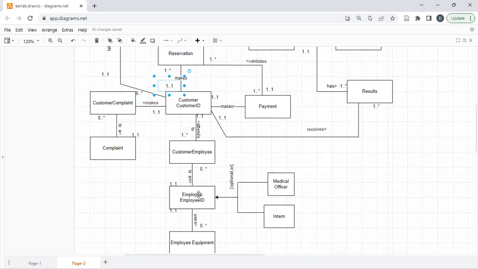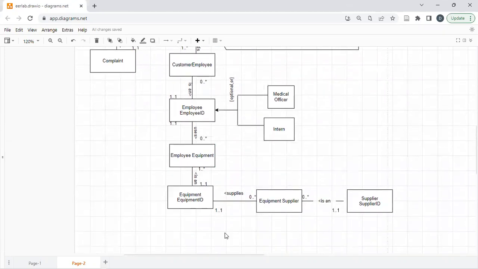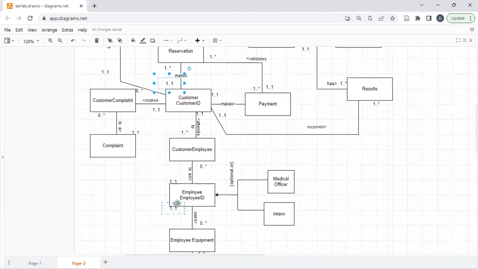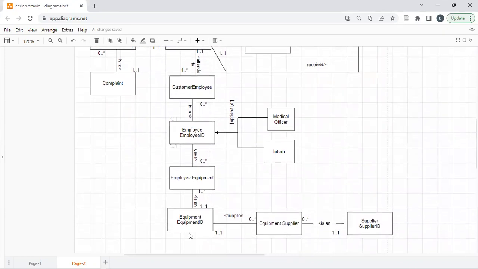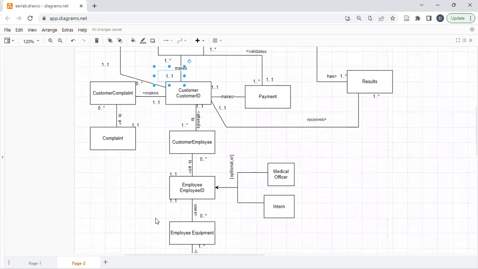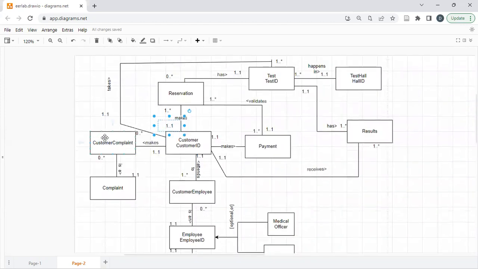An employee attends to a customer, an employee uses equipment, suppliers provide equipment. The various multiplicities are displayed on the screen. Due to the many-to-many relationships between customer and employee, employee and equipment, equipment and supplier, and customer and complaint, there were decompositions leading to customer-employee, employee-equipment, equipment supplier, and customer complaints.